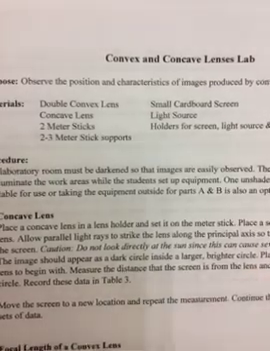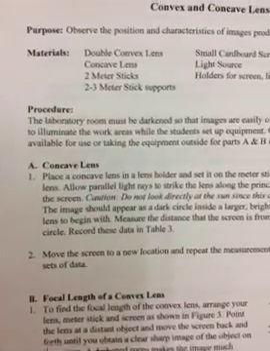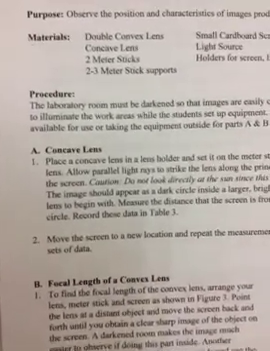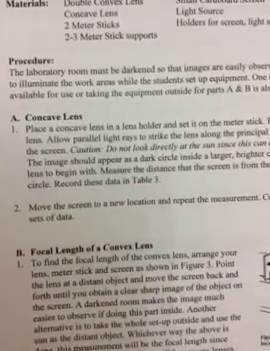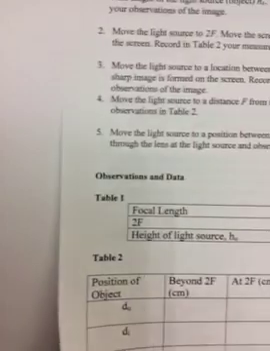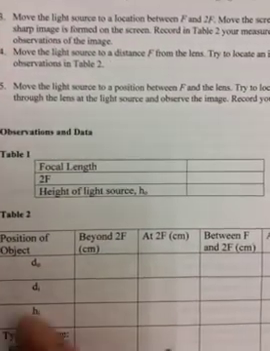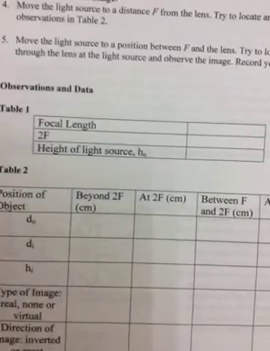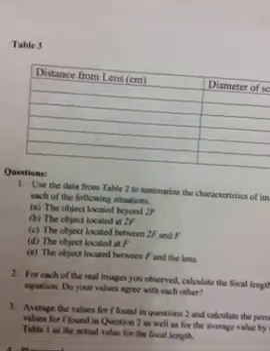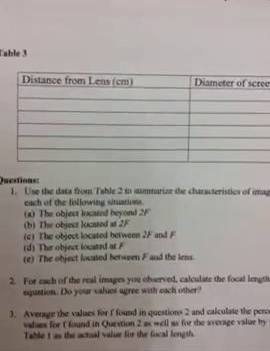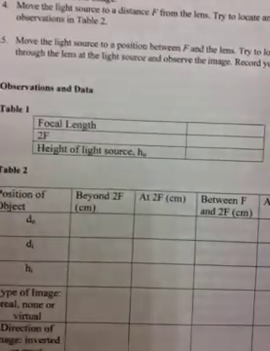Okay, let's look at the lab write-up. So the first part of the lab was with the concave lens, and the second part with the convex lens. You should have filled in from your lab your table 1, table 2, and table 3. Okay, so you're going to reproduce all of those in your results.